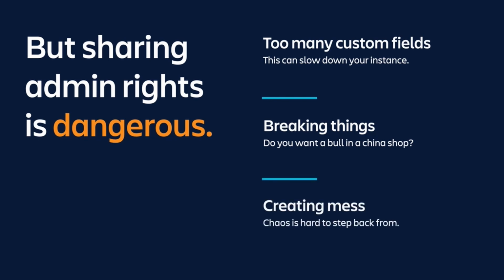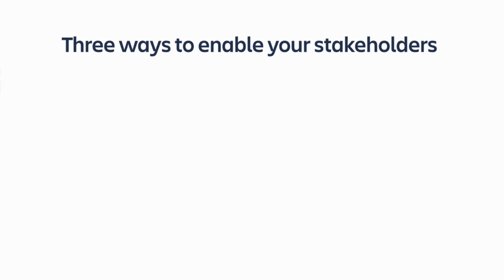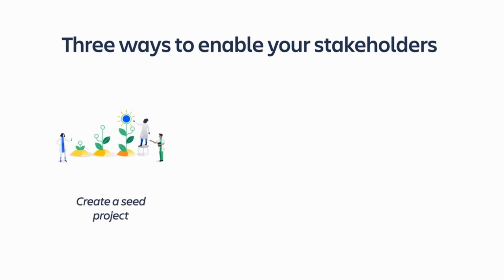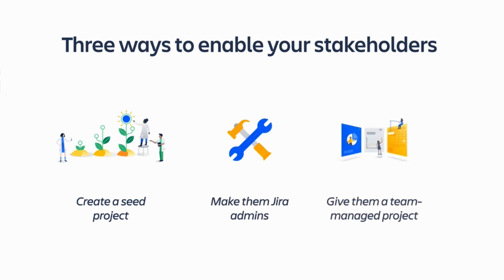So rest assured, I'm not here to tell you to just hand over the keys of your Jira instance and just assume everything's going to go to plan. Instead, I'm going to give you 3 ways you can turn your stakeholders into admins and still keep these risks top of mind. The first solution is to create a seed project. The second is to make them Jira admins. And the third is to create a team-managed project. These are 3 ways that vary in terms of how much freedom you give your team.